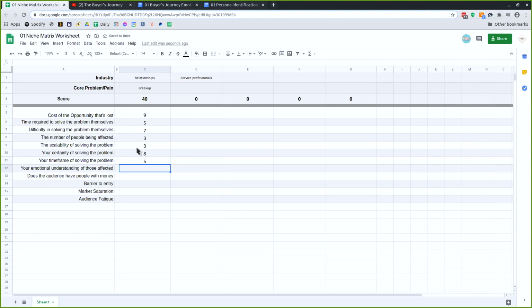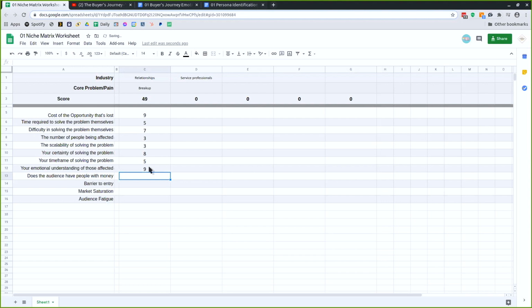Okay. And the next one is your emotional understanding of those affected. So what I'm referring to here is that I want to know how well do you understand this group of individuals on an emotional level? I would say probably a 9.